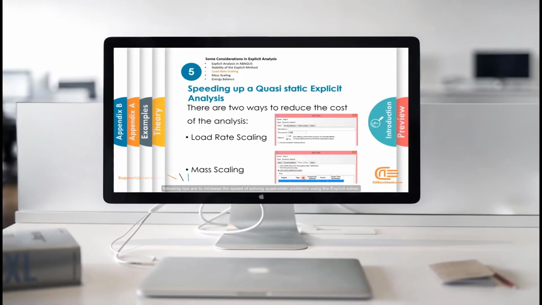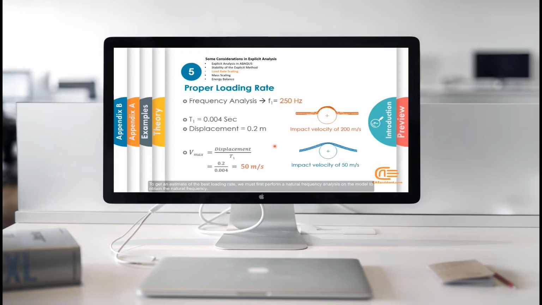The following tips are to increase the speed of solving quasi-static problems using the explicit solver. The first point is load rate scaling, which means loading in less time. The second point is mass scaling, or increasing the mass of the model virtually. To get an estimate of the best loading rate, we must first perform a natural frequency analysis on the model to obtain the natural frequency.